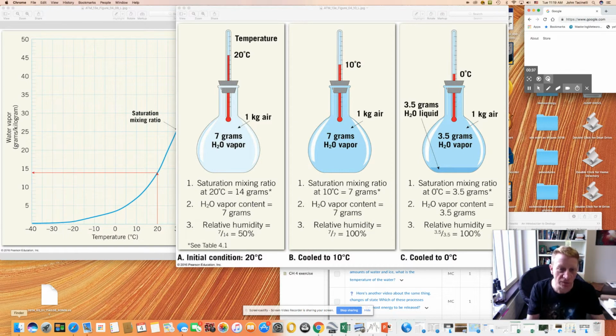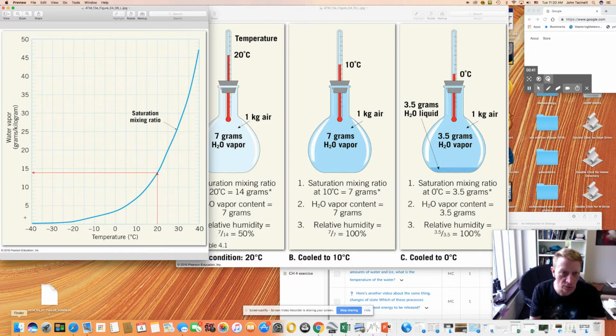To figure that out, you have to look over here. Here's our saturation mixing ratio curve, and we want to know where 7 is all that it can hold. So here's 7, and it looks like it's right about here at about 10 degrees. So if it gets down to 10 degrees, it should be 100% saturated.